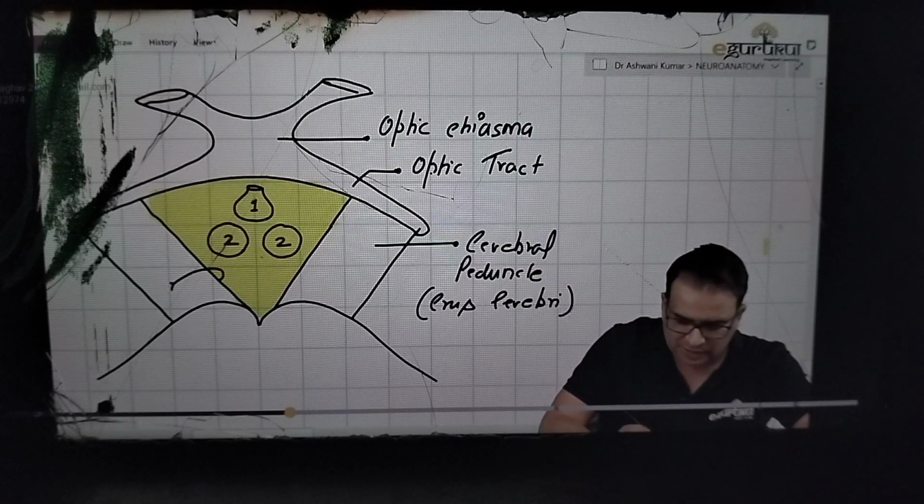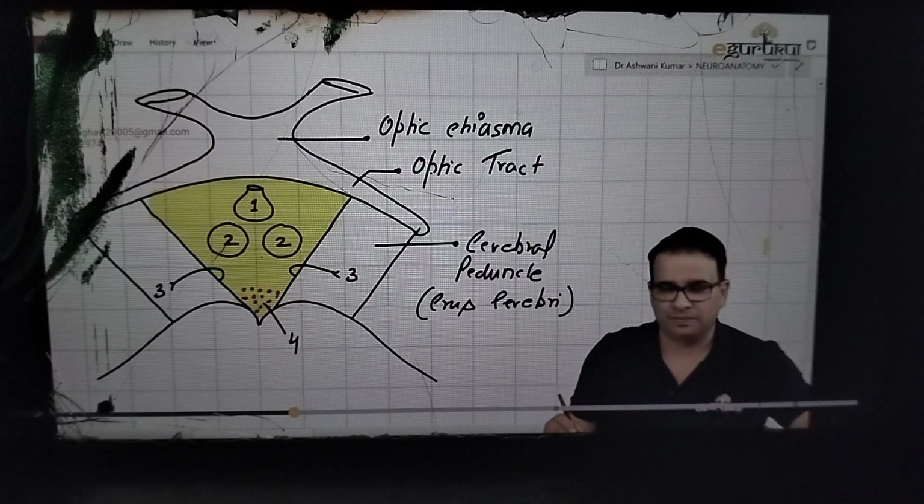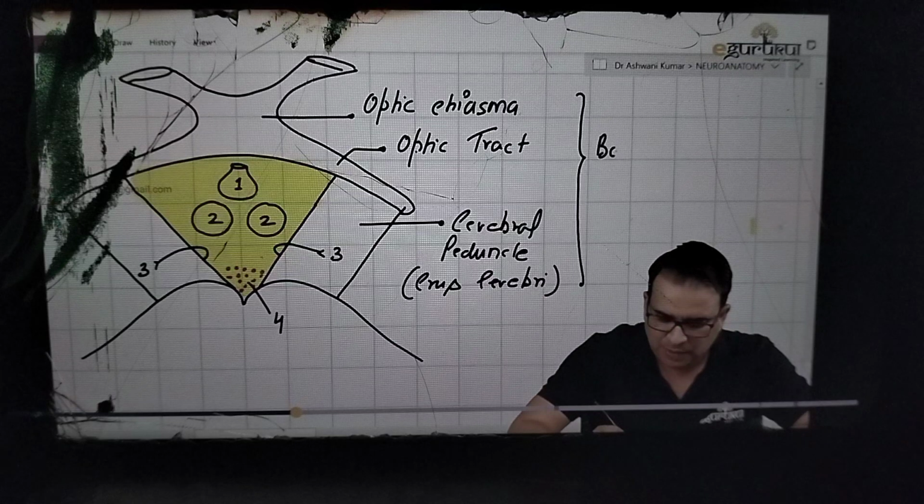Number 3, we already discussed, that is the third nerve. We said the oculomotor nerve is a content of the interpeduncular fossa, so let's give it number 3. And number 4 is a perforation that you will see in the posterior part where some blood vessels will be seen going inside. We call it the posterior perforating substance. That is number 4. So the optic chiasma, optic tract and cerebral peduncle are the boundaries of the interpeduncular fossa.